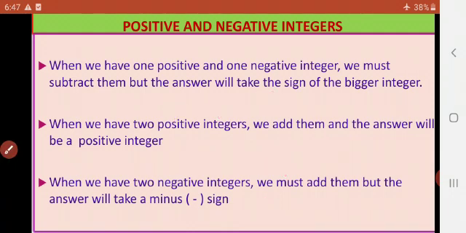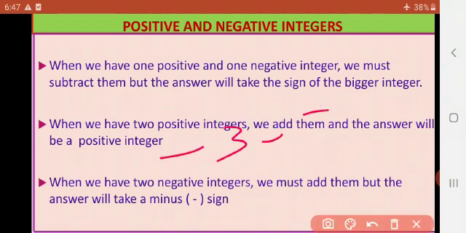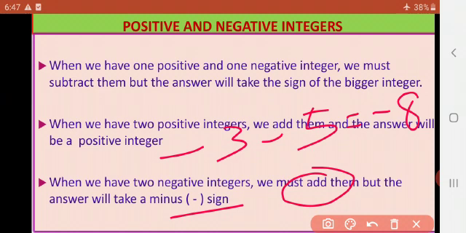Now when we have two negative integers, we must add them, but the answer will take the minus sign. Suppose minus 3 minus 5. Both are negative integers. If there are two negative integers, we must add them. So what is 5 plus 3? 5 plus 3 is 8, and the answer will take the minus sign. So the answer will be minus 8. So minus 3 minus 5 is minus 8.